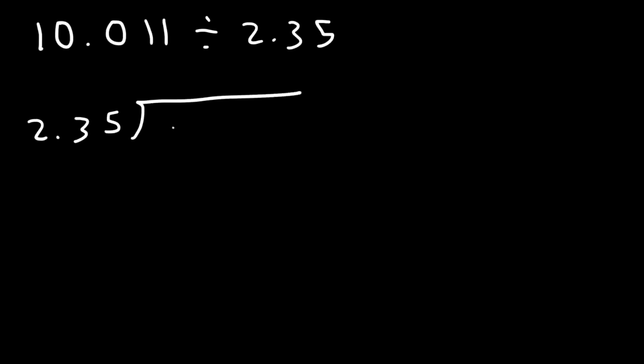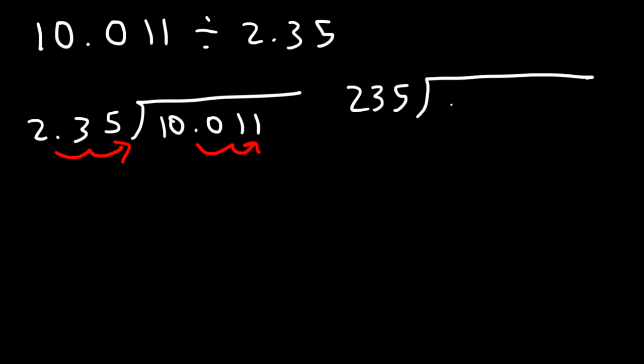Now let's try another problem. But this one is going to be a little bit harder than the previous ones. 10.011 divided by 2.35. Go ahead and try that. So first, let's adjust the problem. This time, we need to move the decimal point 2 places to the right in order to make this a whole number. And so we're going to do the same thing here. So this becomes 235. And on the inside rather, this is 1001.1.